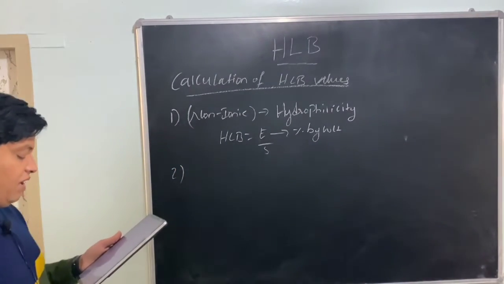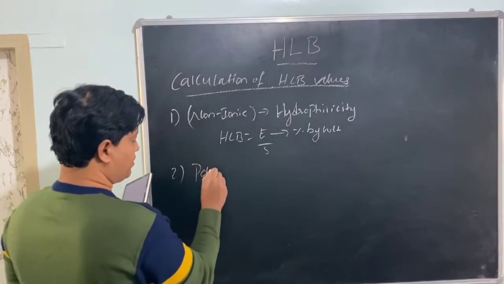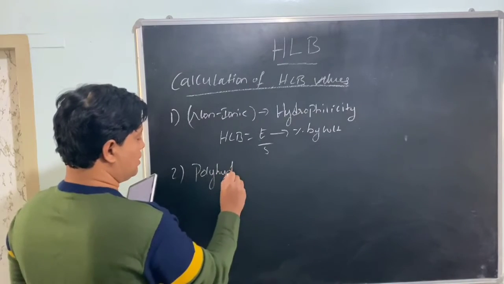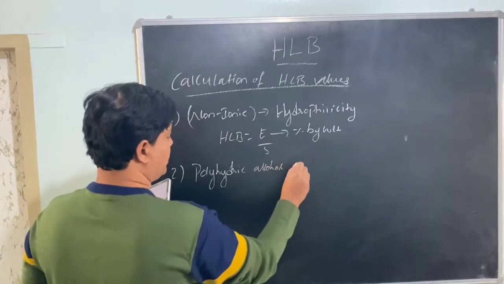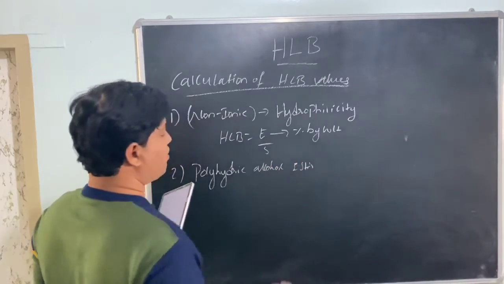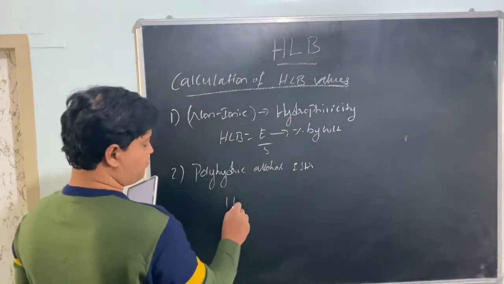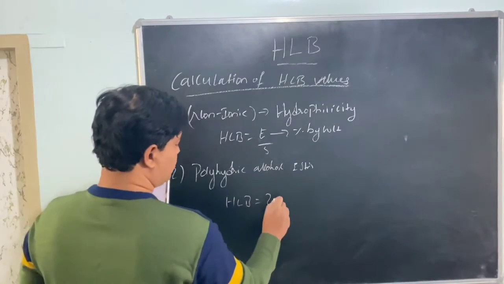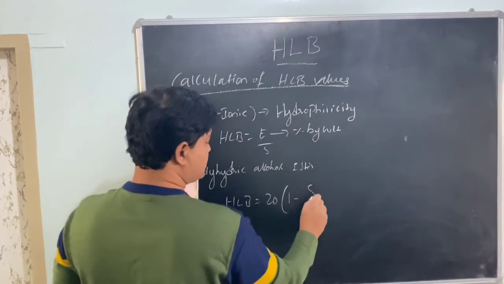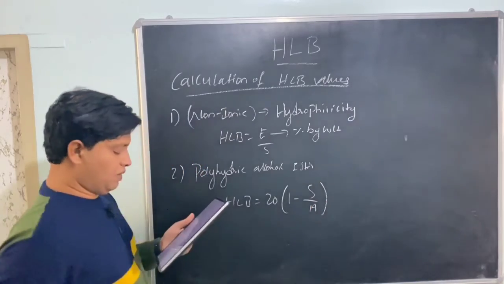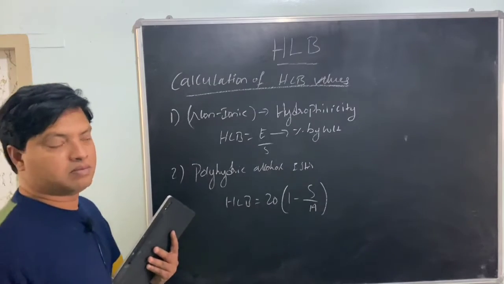The second one is the HLB value for polyhydric alcohol esters. If you have a polyhydric alcohol ester with you, use the following formula. The most preferably used formula is this one: HLB is 20, remember this 20 is the maximum value of HLB, multiplied by 1 minus S by A. What is S by A? S is the saponification value and A is the acid value.